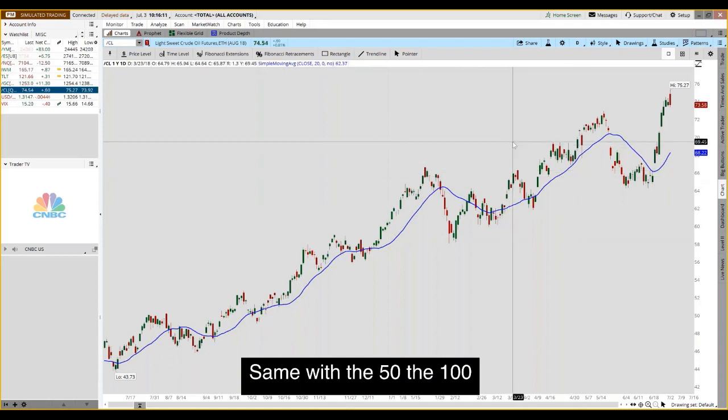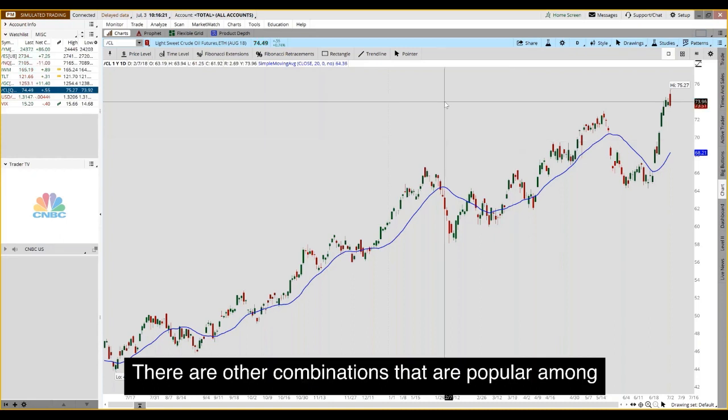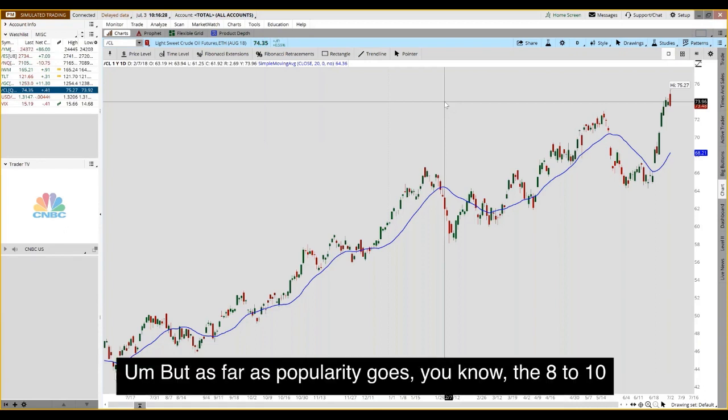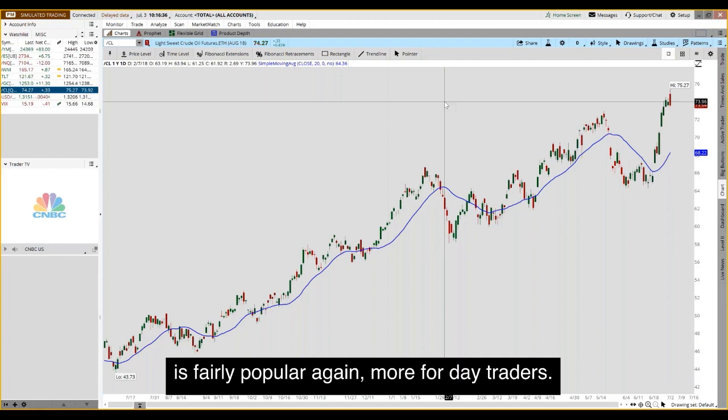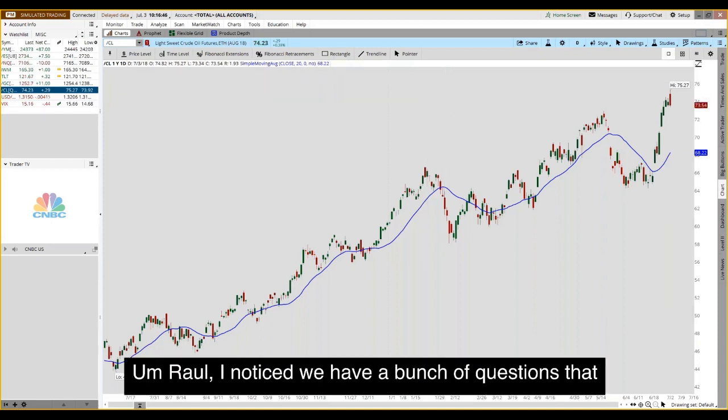Same with the 50, the 100, the 200. Those are your staples. Those are the main ones. There are other combinations that are popular among traders, especially day traders, and I'll share some of those with you. But as far as popularity goes, the 8, the 10 is fairly popular. Again, more for day traders, but the 20, the 50, 100, 200 are your most popular out there, okay?